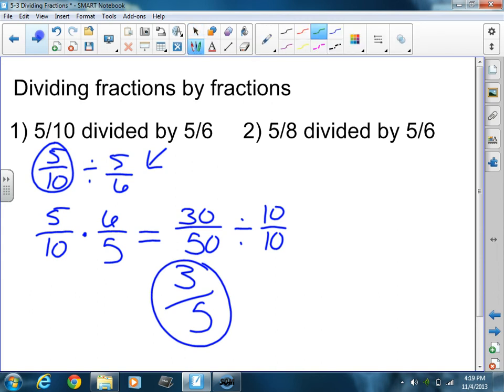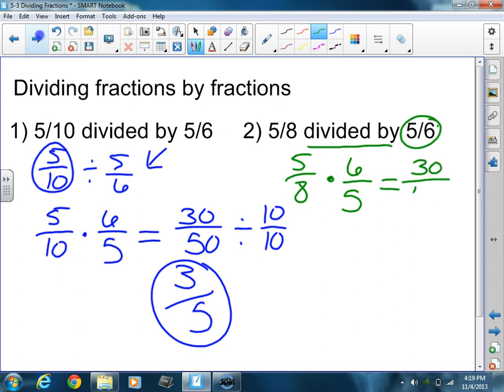Now let's look at the other one. 5/8 divided by 5/6. Well, I know the divided by becomes a multiplication sign. And I'm going to take the reciprocal of the second number. So 6 over 5. So 5 times 6 is 30. 8 times 5 is 40. Again, they both end in a 0. So I see that I can divide both by 10. 30 divided by 10 is 3. And 40 divided by 10 is 4. So my answer is 3/4.